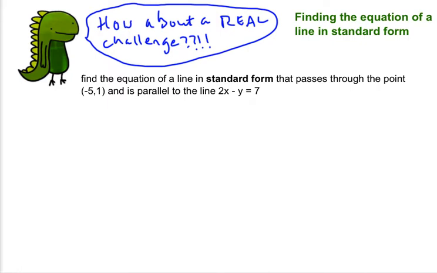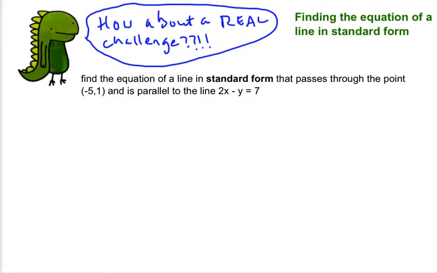Let's continue talking about finding the equation of a line in standard form. And our dinosaur guy, our friend here, Charlie, he's not too impressed by our last couple solves of using slope and a point and using 2 points. He wants to know, what about a real challenge? So we've got one for you today.